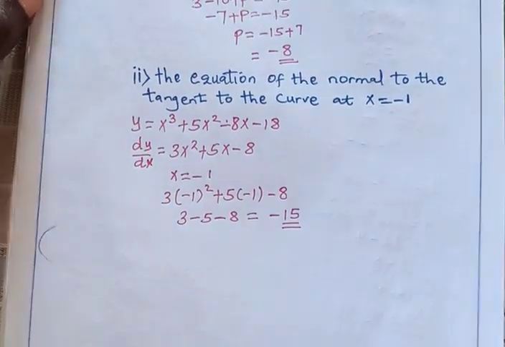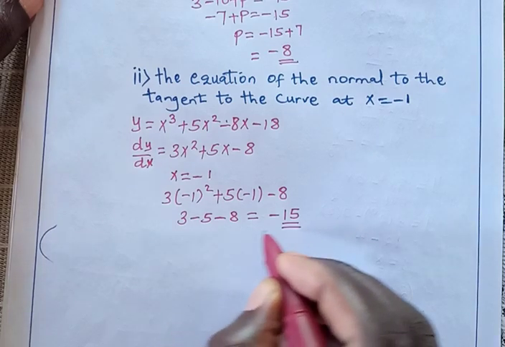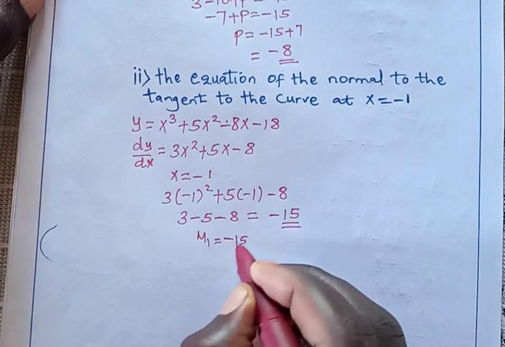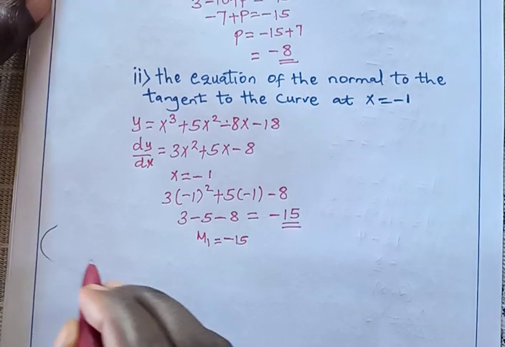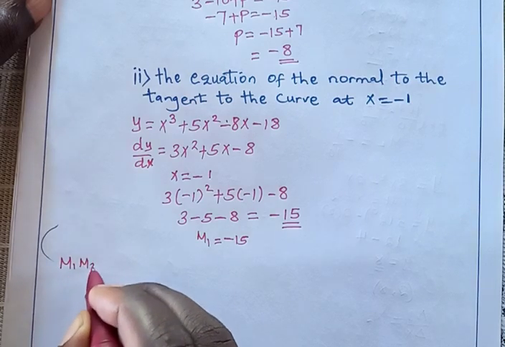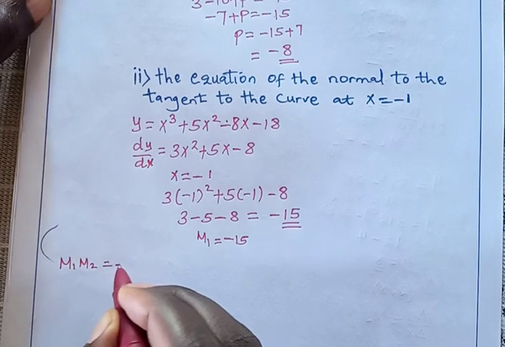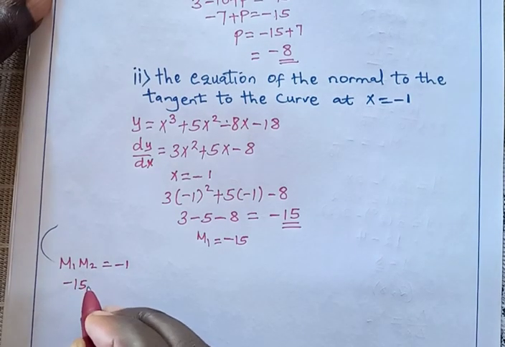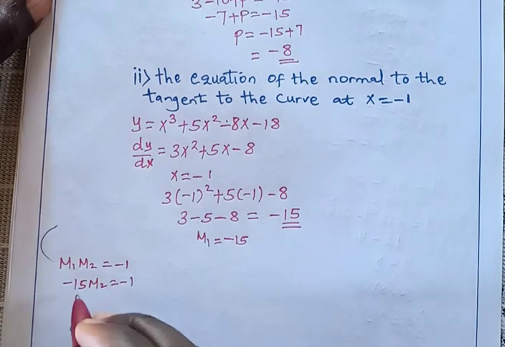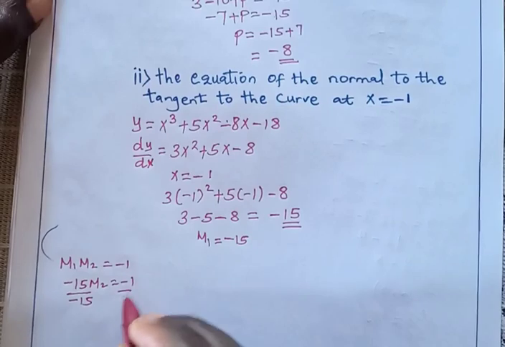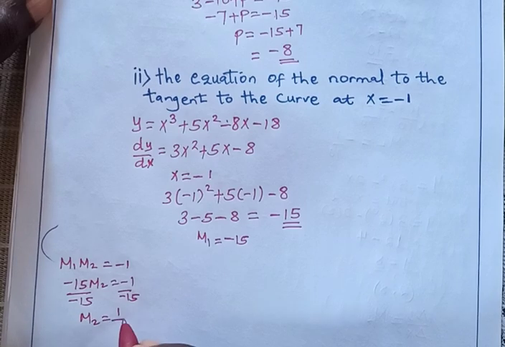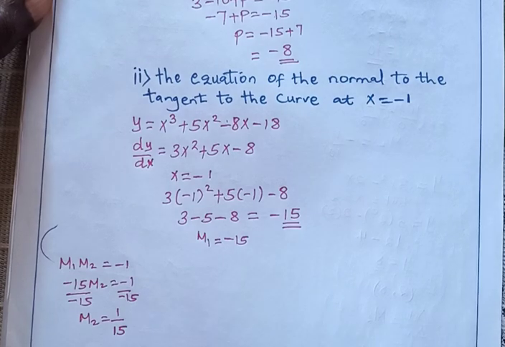Now let us proceed to the equation. Now that we have our m1 as negative 15, remember m1 is negative 15, and we all know that m1 times m2 for perpendicular lines is going to give us negative 1. Now, negative 15 is our m1. What about m2? We divide both sides by negative 15. So our m2 is going to be positive 1 over 15.